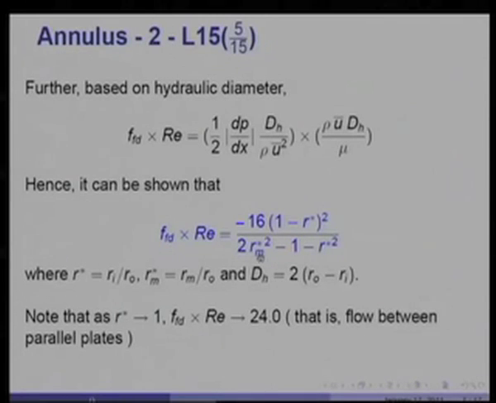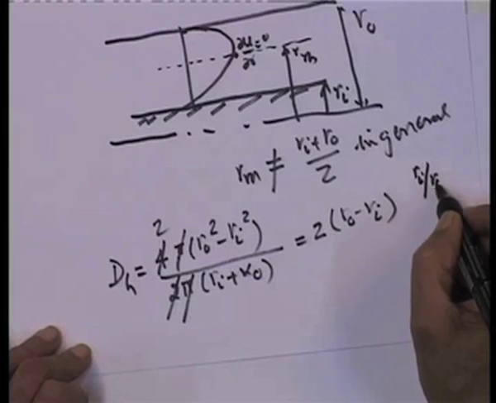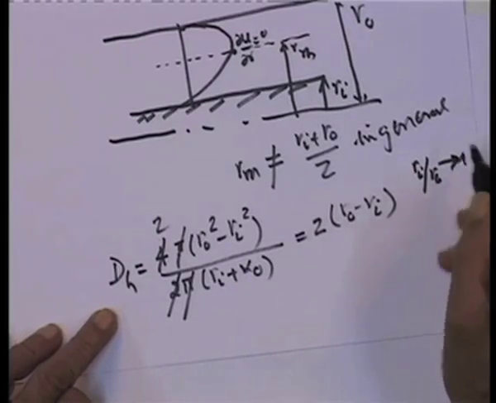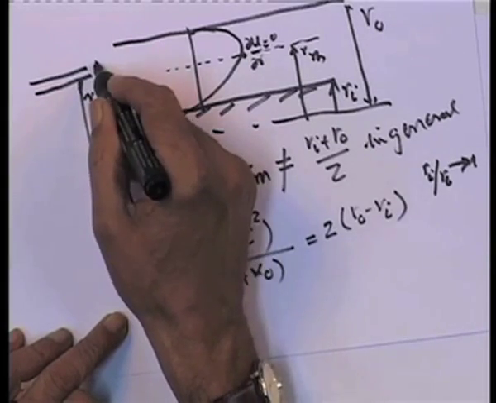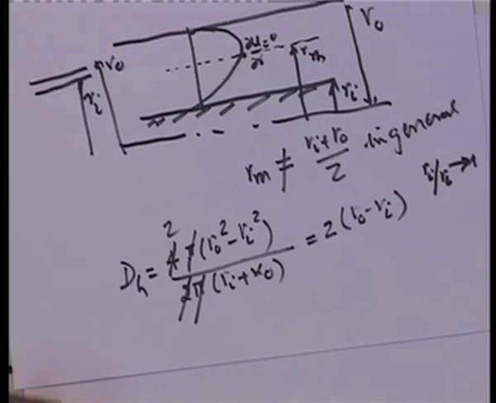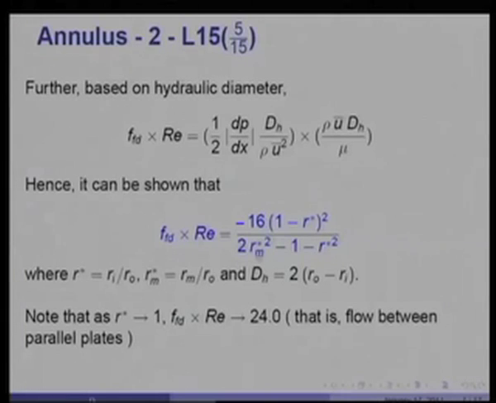Now, of course, as you can imagine, when ri by ro tends to 1, that means the two radii are very, very close to each other. Then we practically have the case of flow between two parallel plates, and for which F into Reynolds number is 24, as you derived in your undergraduate class. Let us look at the numbers. So, for different values of Ri by Ro, you can evaluate the friction factor. In fact, as R star tends to 0, you will see F into Reynolds number tends to 16, which is the lower bound indicated by the circular tube. Ri by Ro tending to 1 is the upper bound, and that is the flow between parallel plates. For all other radii, the product of friction factor and Reynolds number would lie between 16 and 24.